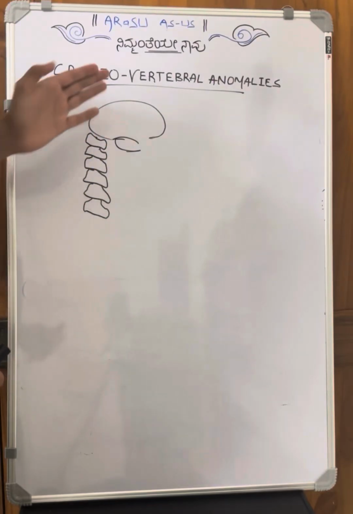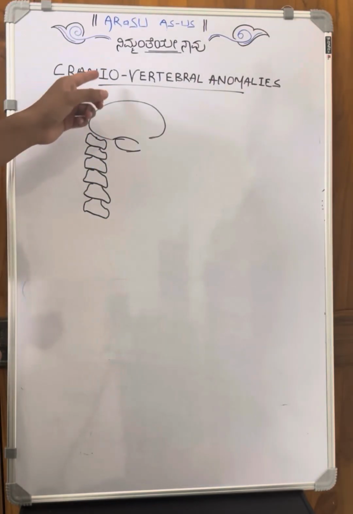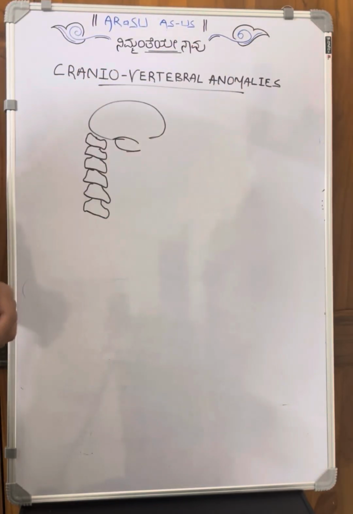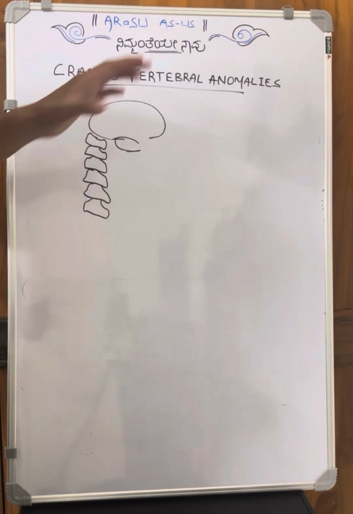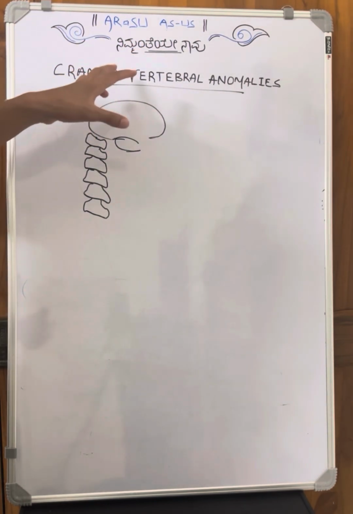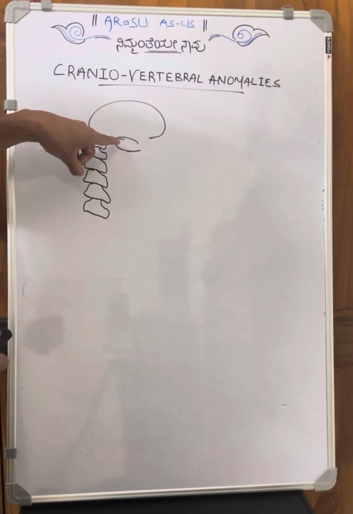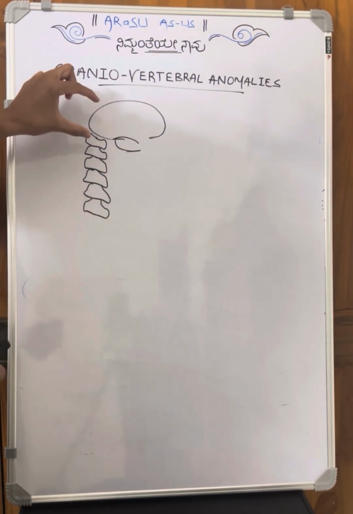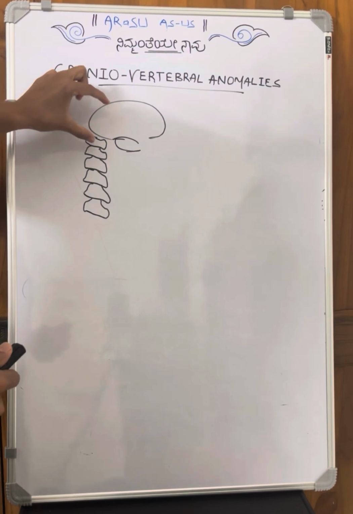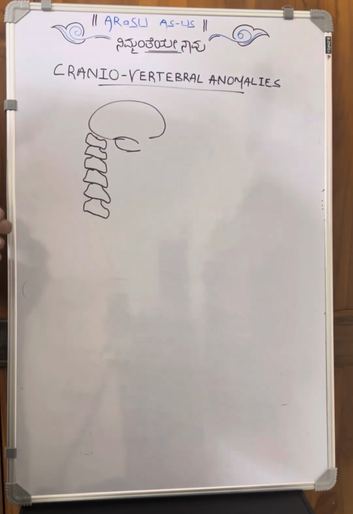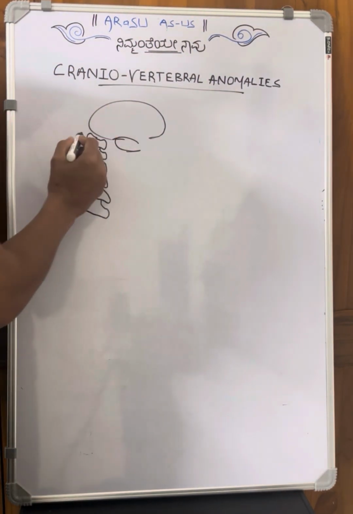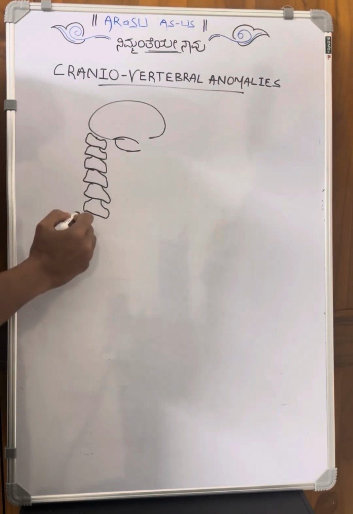Today we will discuss a topic called craniovertebral anomalies. As the name indicates, first we will understand what a craniovertebral anomaly is. As we can see, the cranium here and the vertebra, some deformities at this level. To list such deformities, we can consider from above downwards.